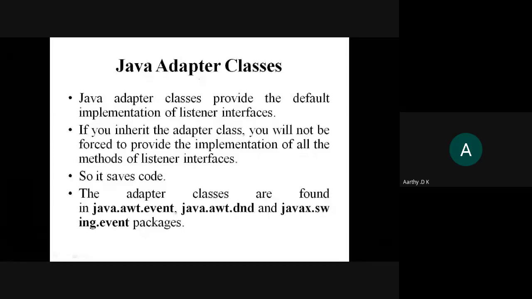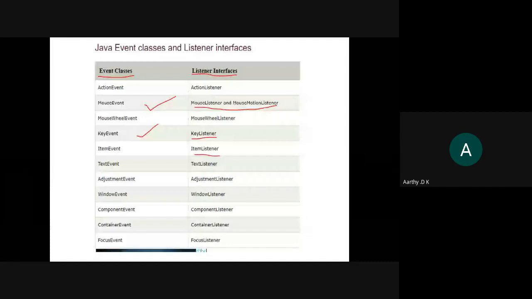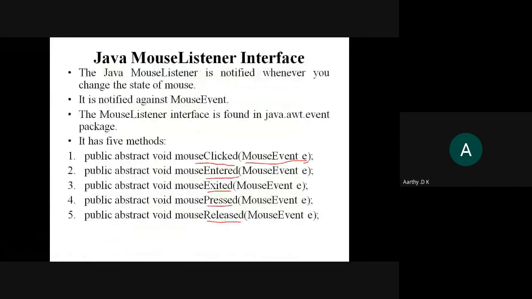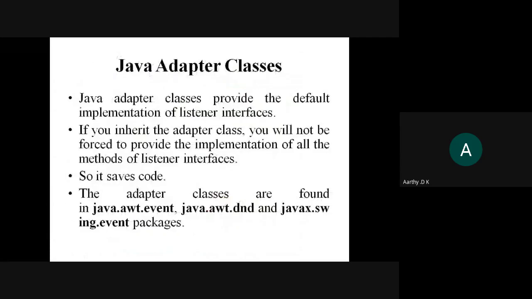And the last one is the adapter class. Whatever interfaces we have seen today, that is the key listener interface, mouse listener interface, mouse motion listener interface, all these kinds of interfaces that we saw earlier. The window listener will be used when you resize your window, when your window is minimized or maximized, something like that. These listeners are available in a class which we call an adapter class.